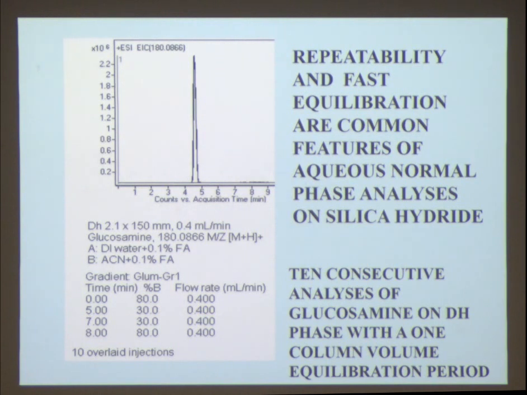This is a gradient run, and this is glucosamine. So this is 10 consecutive injections with approximately a 1-column equilibration time, meaning just a couple of minutes. And again, you can see, like some of the other examples I showed you before, you have to look very closely to see that there's actually more than a single run. It almost looks like only one chromatographic run, but there are 10 peaks superimposed upon each other there.